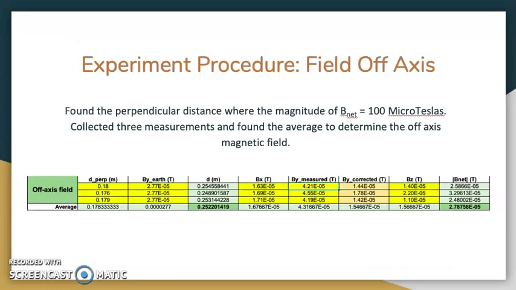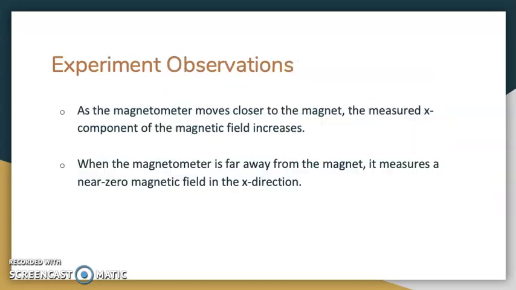For the off-axis field, I used the same app and found the perpendicular distance where the magnitude of B net was equal to 100 microteslas. I collected 3 measurements and found the average to determine the off-axis magnetic field shown at the bottom of the screen. During the experiment, I observed that as the magnetometer moved closer to the magnet, the measured x component of the magnetic field increased, and when it moved further from the magnet, it measured a near zero magnetic field in the x direction.